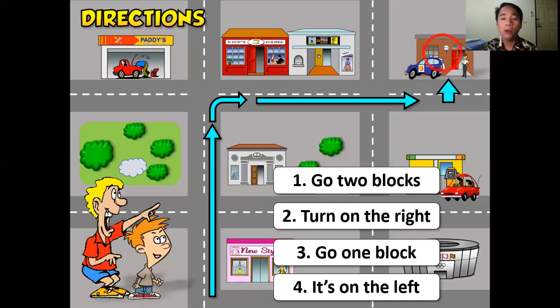Okay, sometimes it's kind of complicated because the place is difficult to find. So you have to do it step-by-step. Okay, when you give direction, it should be a step-by-step process. So if you notice here, step 1, the first direction, go 2 blocks and followed by turn on the right, then go on 1 block, and the last one is on the left. So it is a step-by-step process, or you have to give a very specific step-by-step direction to the person. Okay?